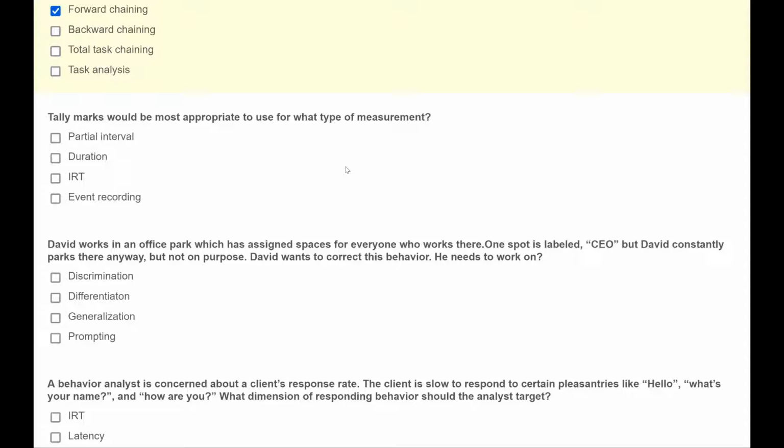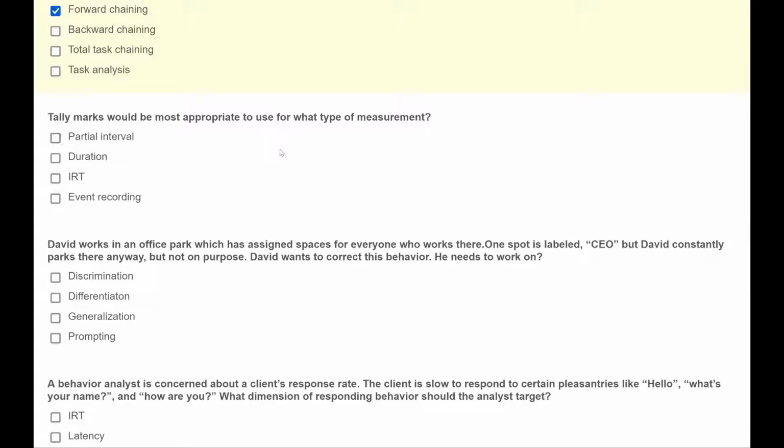If our interval is 2 minutes long and the behavior happens, how many tally marks do we use? 1. We're either going to use 0 tally marks or 1 tally mark for partial interval. It doesn't really make a difference what kind of mark you use, right? Because you're only recording 1 response per interval in every way. Anyway, you're not taking a cumulative measure of how many times something happens, okay? Partial interval is fine, but is there something better?